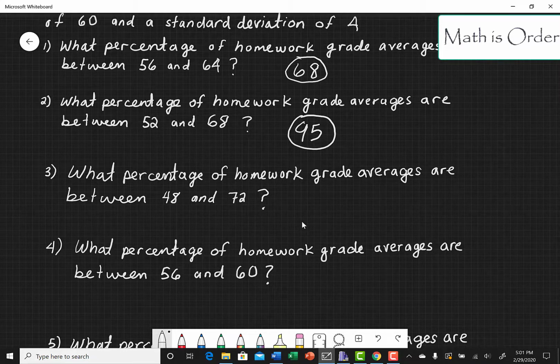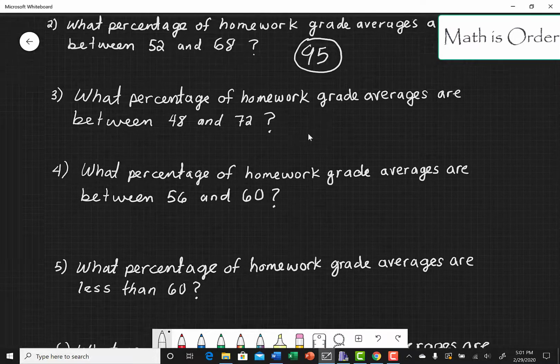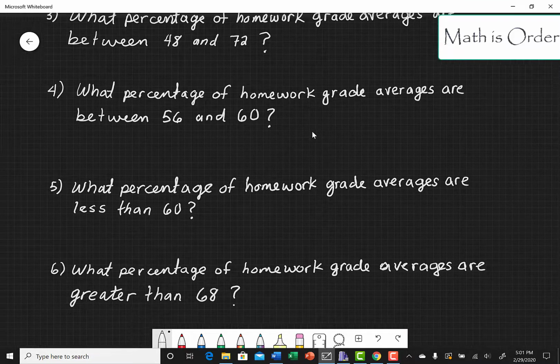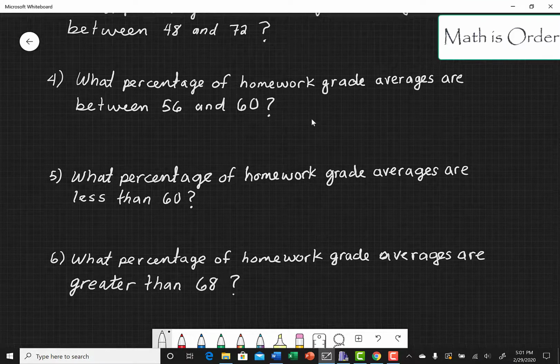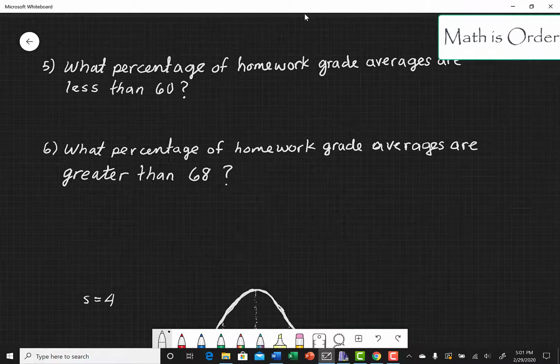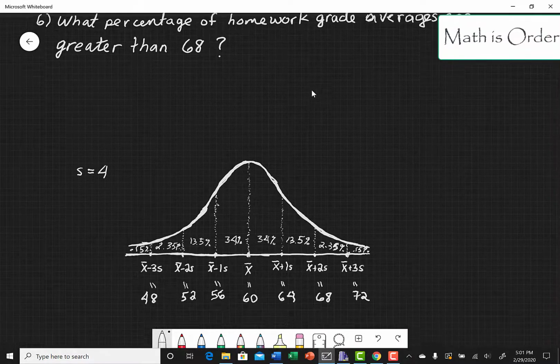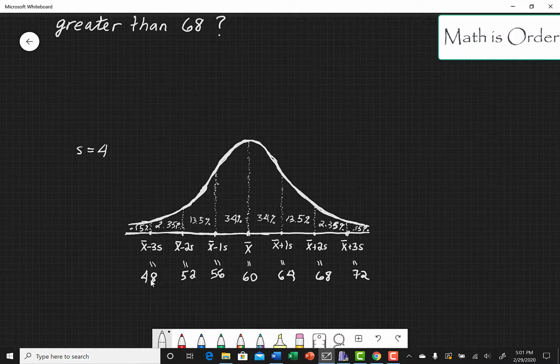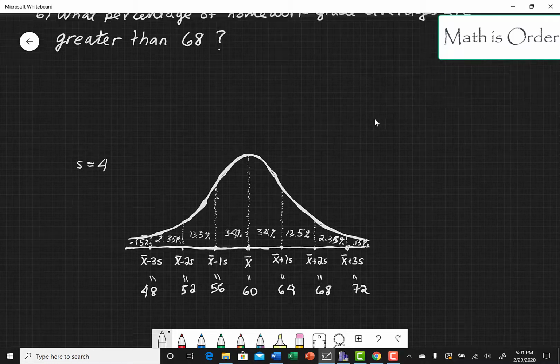Number 3, what percentage of homework grade averages are between 48 and 72? 48 to 72 is 3 standard deviations away from the mean. So that is this region right here, which is 99.7% based on the empirical rule.